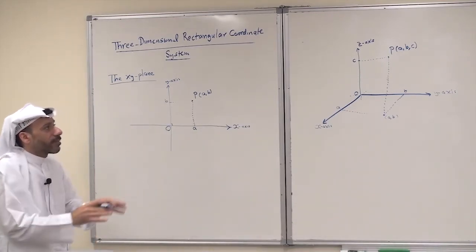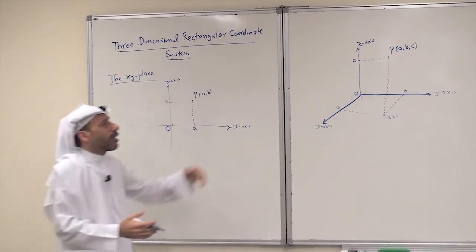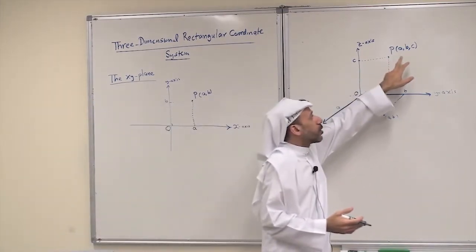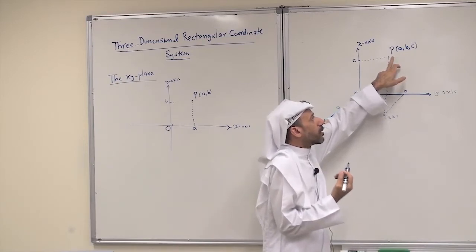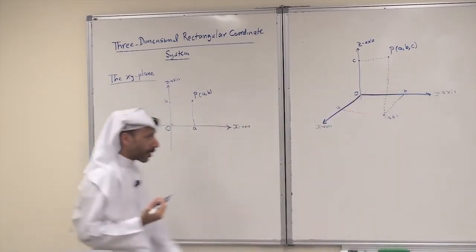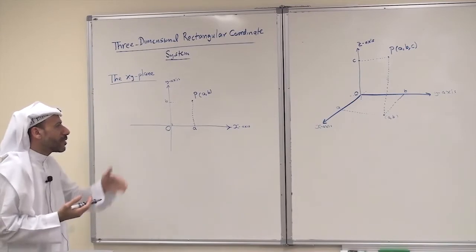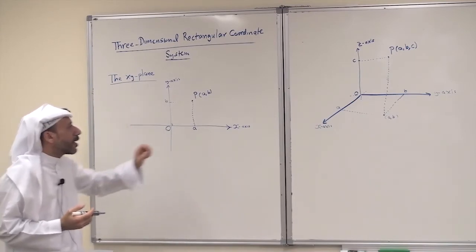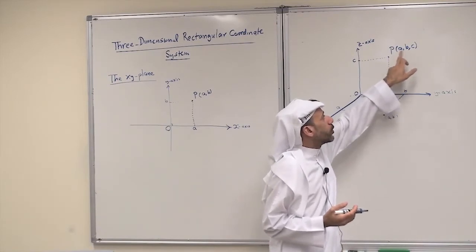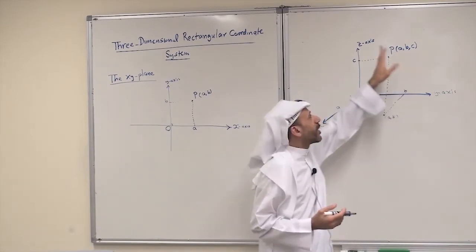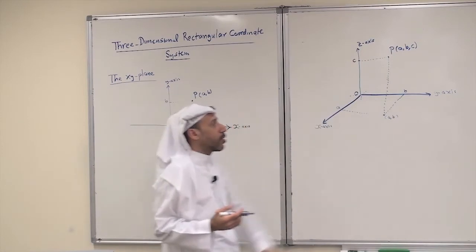So in space, in our real world, we need really three numbers to identify or locate a point. Similar to what was done in the plane, A is called the X coordinate of the point, B is called the Y coordinate, and C is called the Z coordinate.